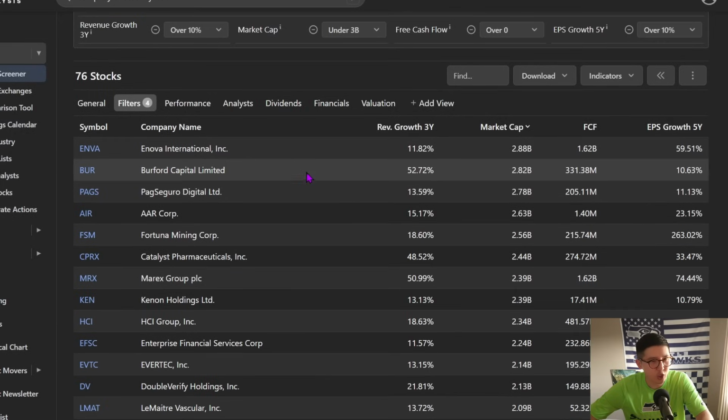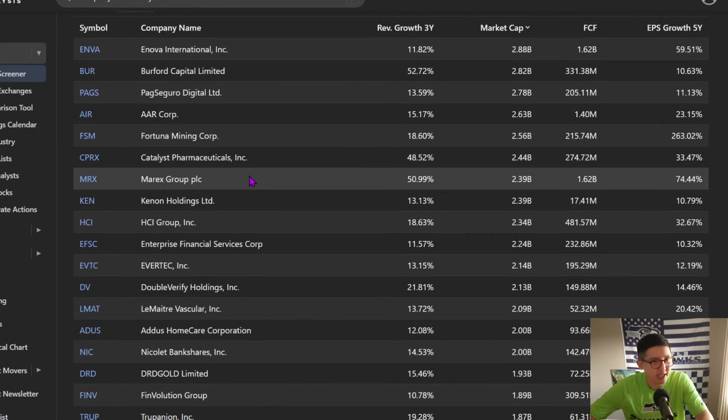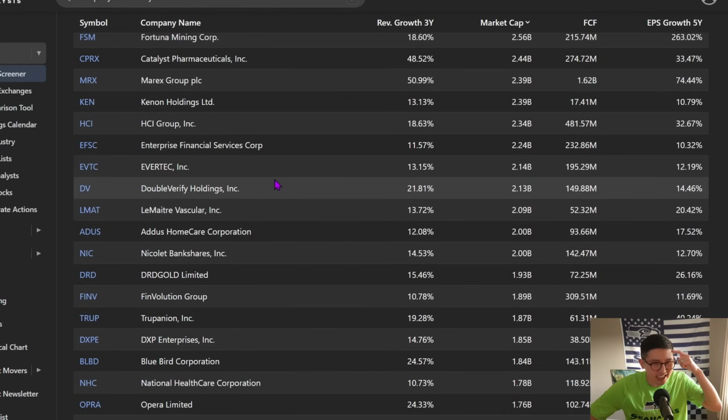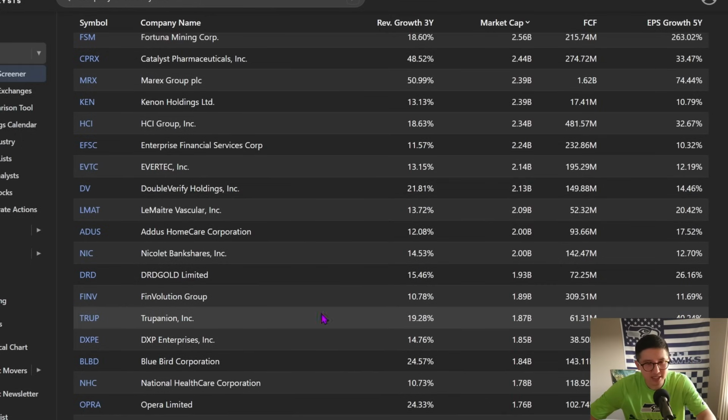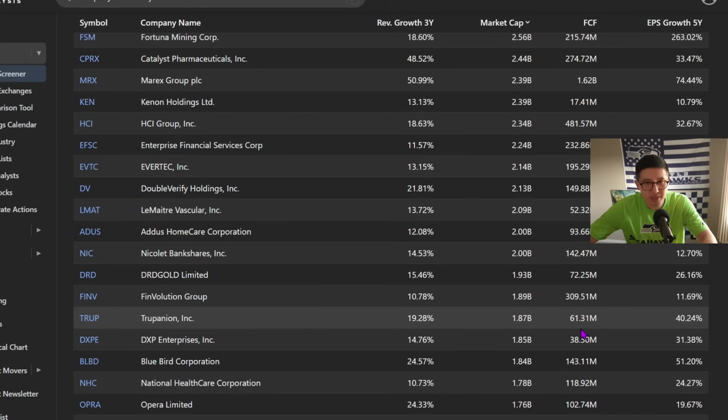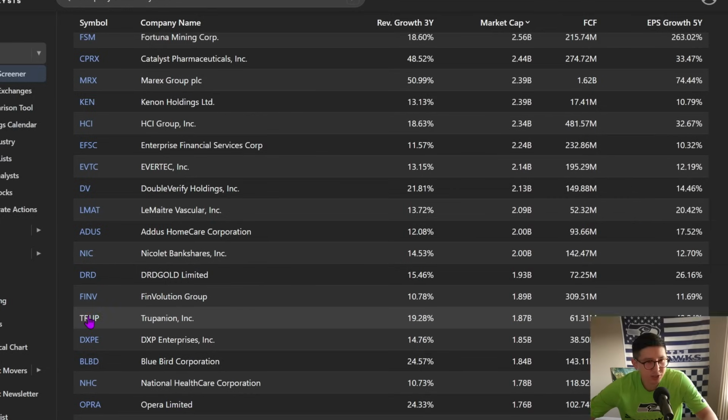Okay, so we have Buford, AAR, anything that I would recognize. I mean, some of these are ridiculous, like Trupanion. Take a look at this. Free cash flow, $61 million. Earnings per share growth is 40% year over year for the past 5 years. Revenue growth, 19.2%. Okay, so let's take a look at Trupanion.